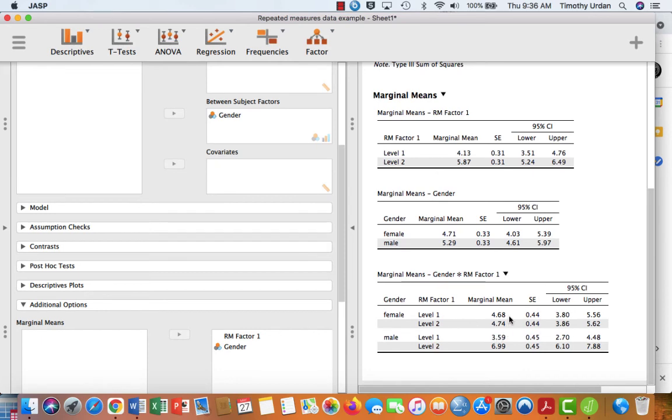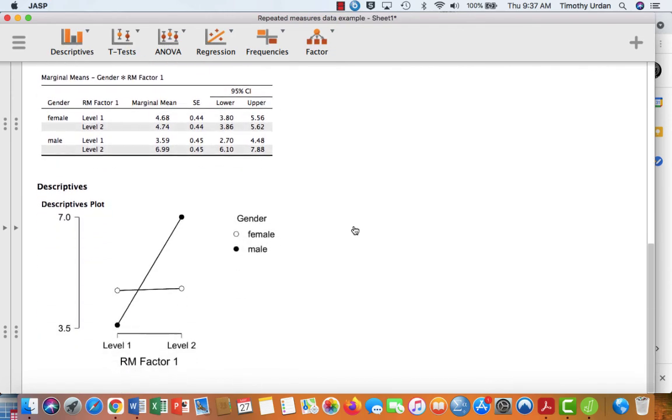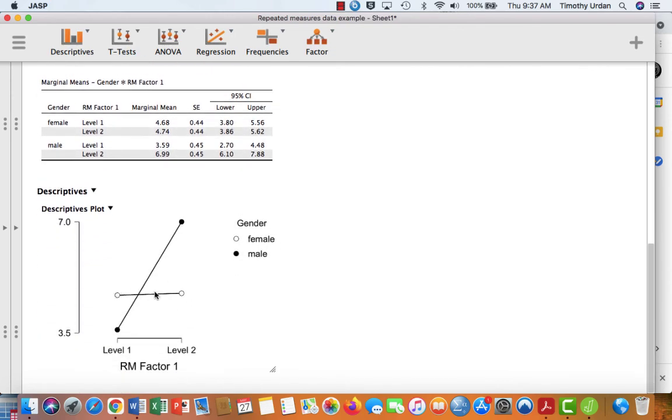And then you get the breakdown of within genders across the 2 levels. And you can see that for females, their energy level is about the same in the morning and in the evening, but for males, their energy level is much lower in the morning than it is in the evening. So if you want a picture of that, you can get a plot, and it looks like that. Females average pretty similar across the 2 time points, males way different.